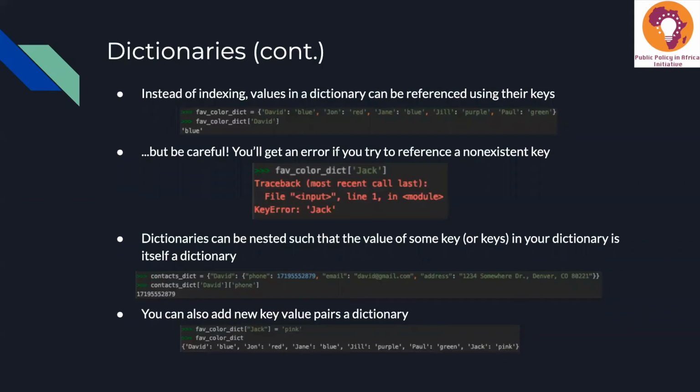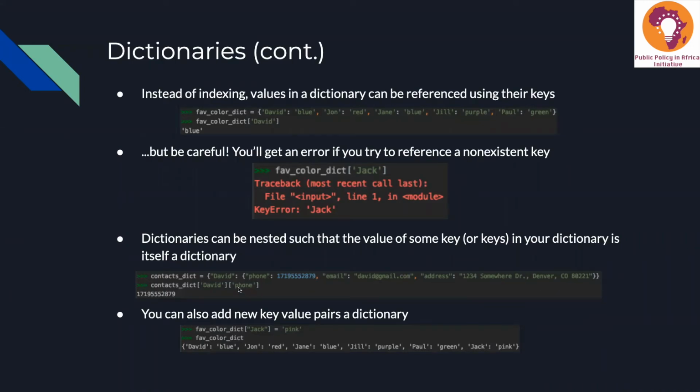So dictionaries can be nested such that the value of some key or keys in your dictionary is itself a dictionary. So in this particular case, I'm creating a contacts dict. In my contacts dict, I have David as a key, and the value for David is a dictionary of more key value pairs. So we've got phone number, email address, address, etc. So now if I want to find out David's phone number using my contacts dict, I would use the bracket notation to get the David key. That returns this whole dictionary here, this inner dictionary.